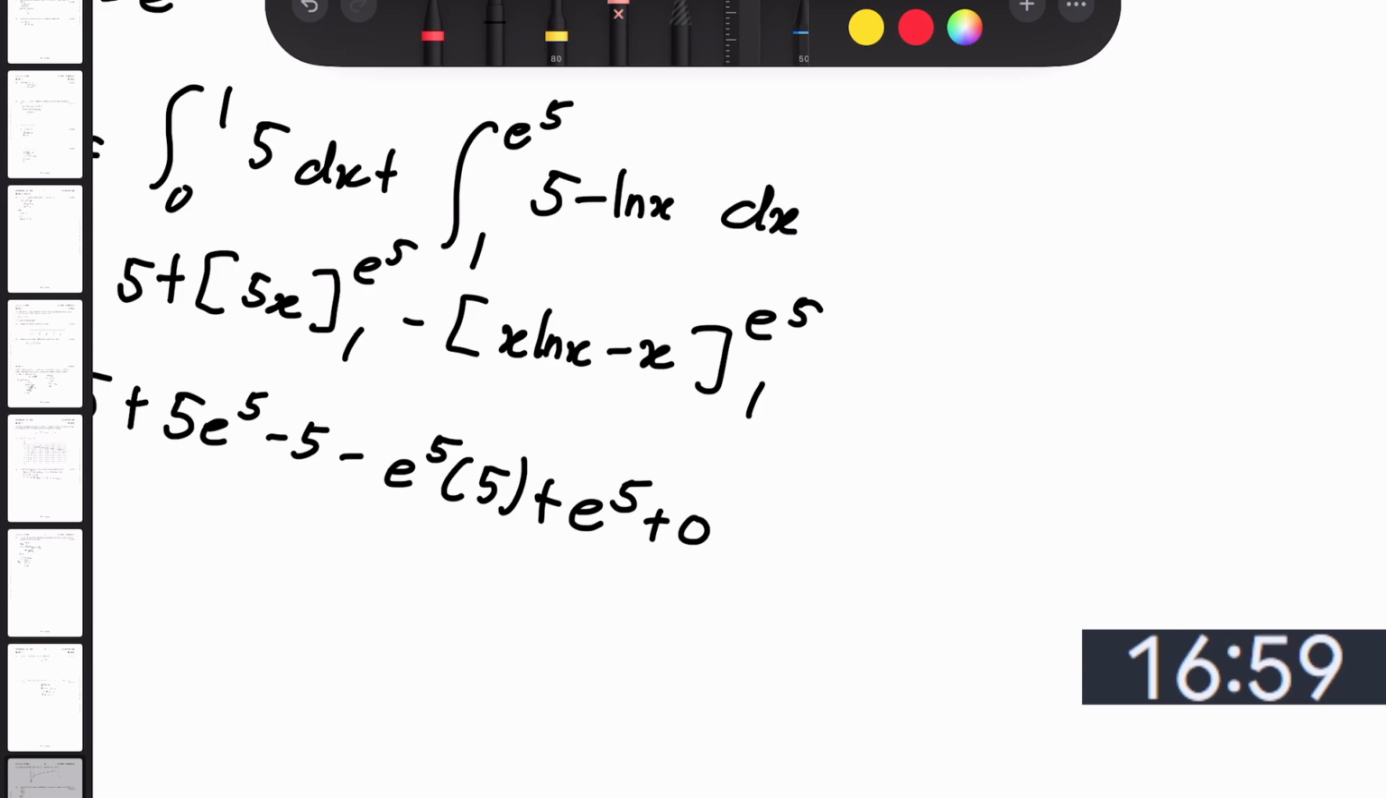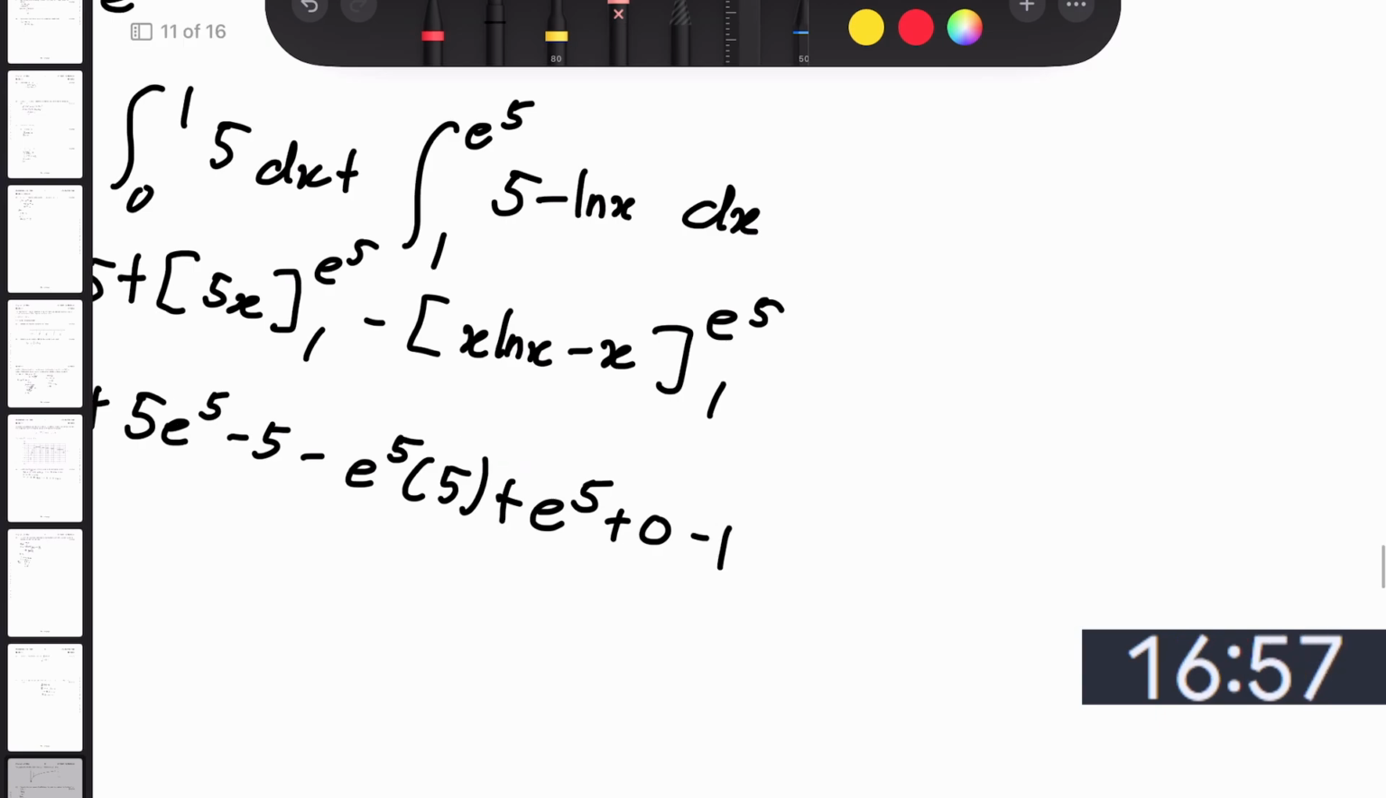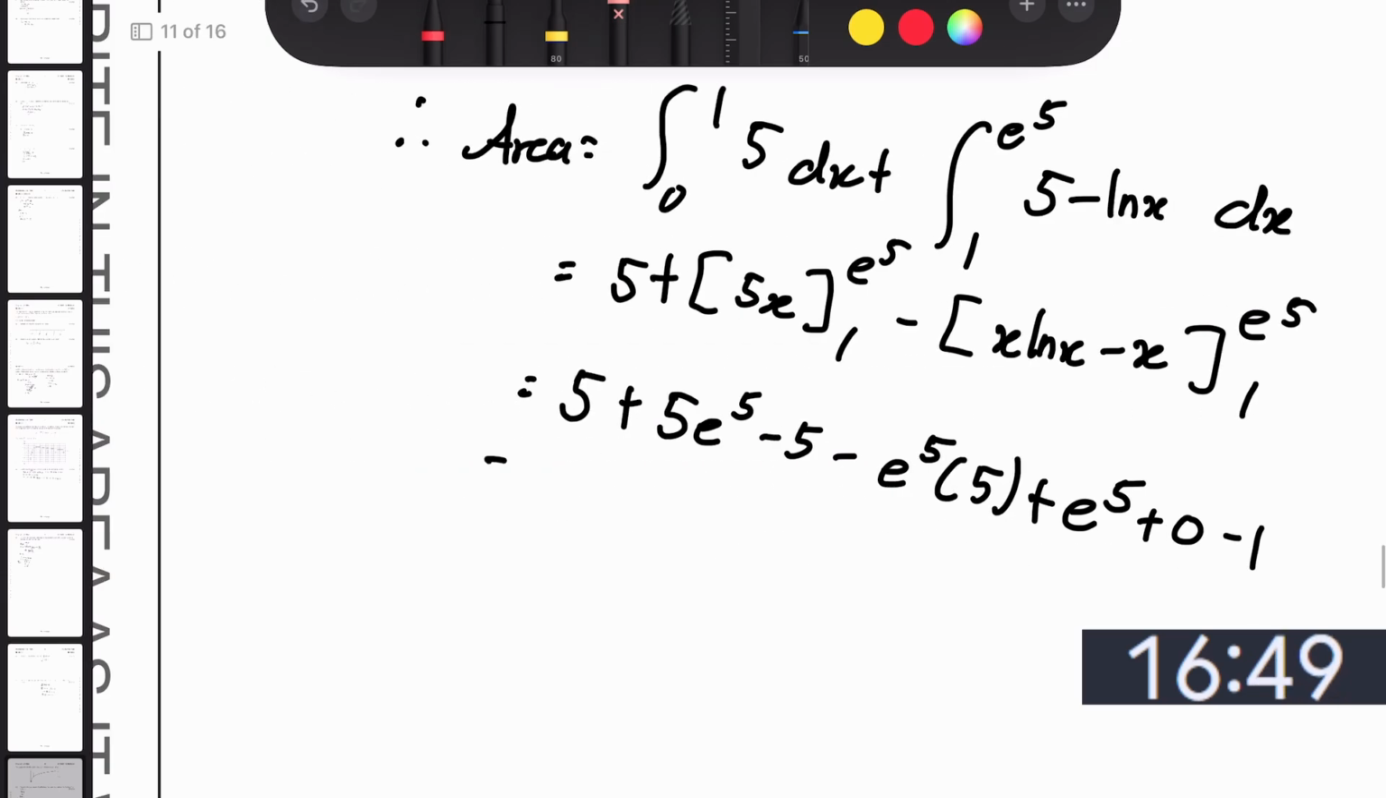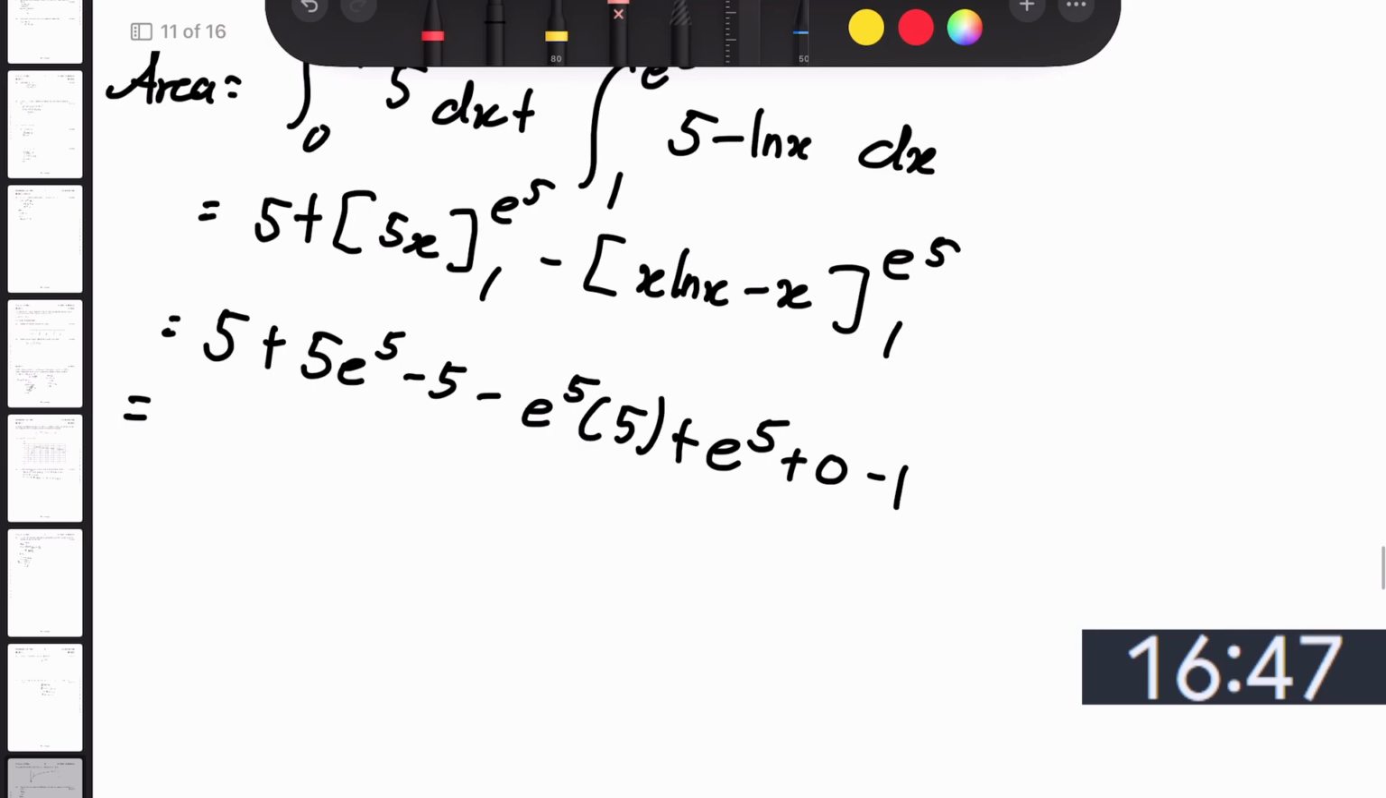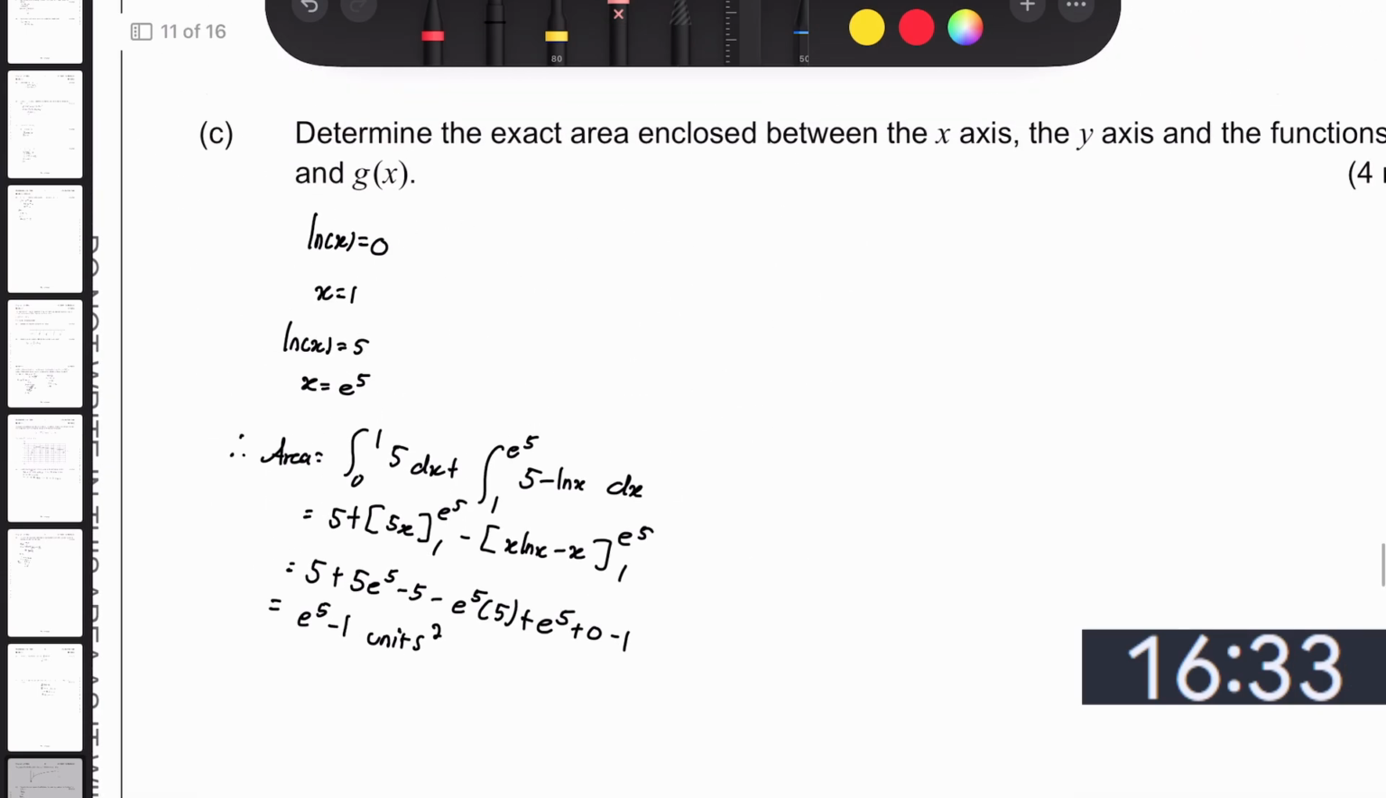And then it's because ln of 1 is 0 and it's to be minus 1. Because when it's the second one, it'll be minus, and then it'll be plus, and then there's a minus in front. So then these 5s will cancel, these will cancel, and then we're just left with e to the 5 minus 1. So e to the 5 minus 1 units squared.